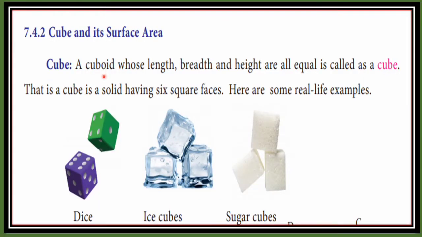Cube. A cuboid whose length, breadth and height are all equal is called a cube. That is, a cube is a solid having 6 square faces. Here are some real life examples: dice, ice cubes, sugar cubes. This definition and examples are given in our book.